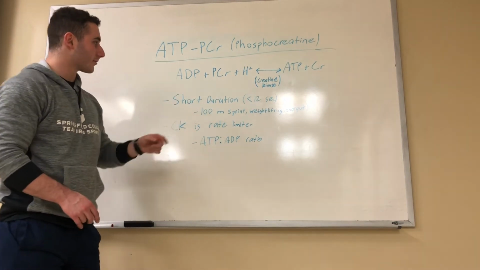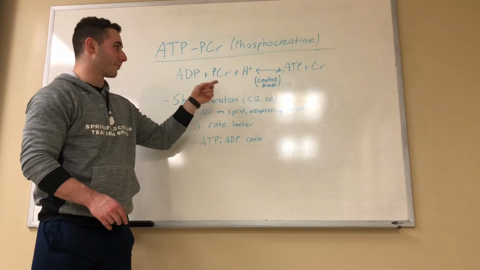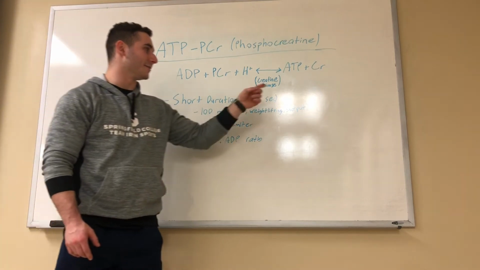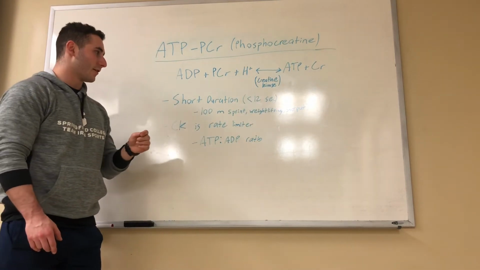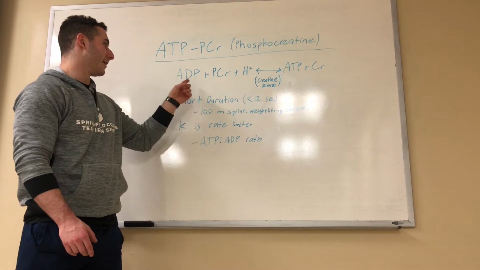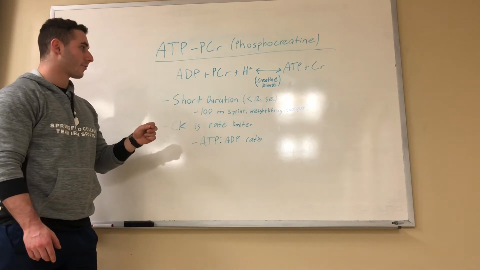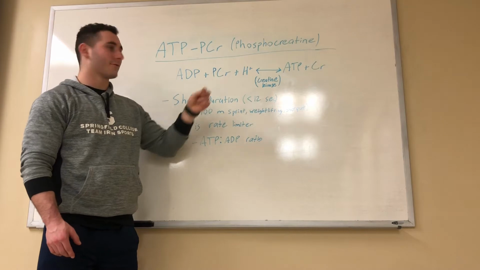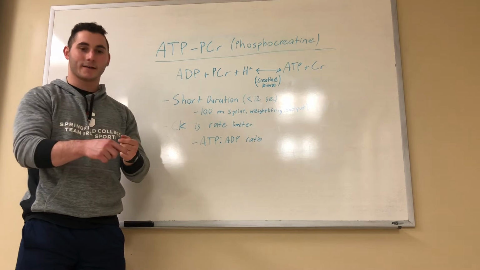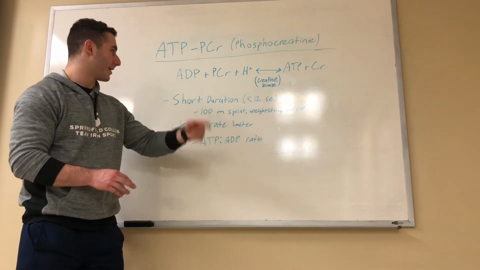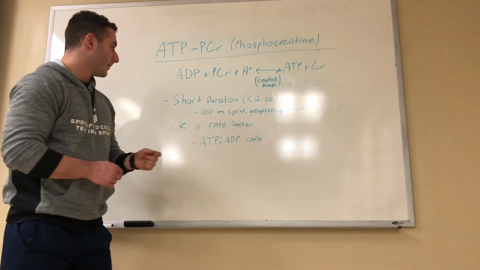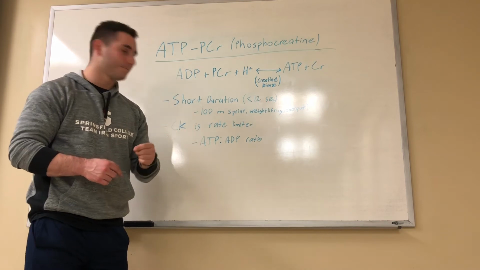Here's the chemical equation: ADP plus PCR, phosphocreatine, plus a hydrogen, mediated through the activity of creatine kinase, is going to give you ATP and free creatine. It's important to understand here that this reaction is resynthesizing ATP from ADP. Also notice that the phosphate binds to the creatine, so by making this ATP, you get a free creatine, which means it can go back and then bind to another phosphate so that it can restart this reaction again. So you can have rapid resynthesis of ATP for energy.